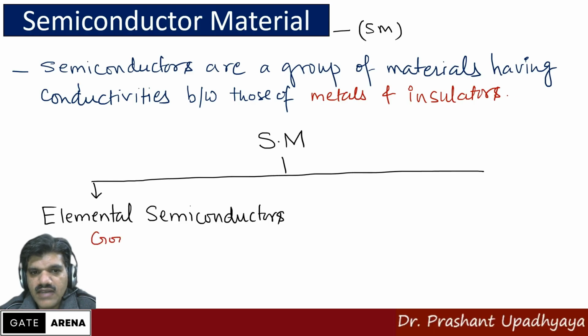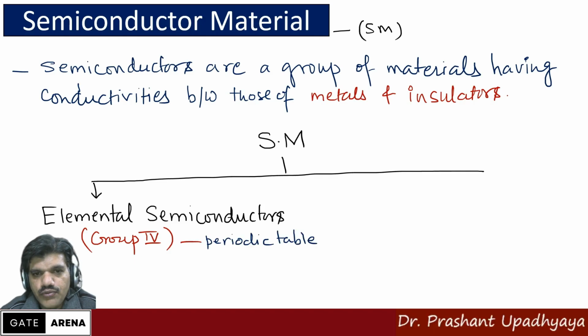And in the next slide we are going to discuss the periodic table, some portion of it, from where we are taking these elemental semiconductors. So semiconductor materials can be classified into two types: elemental semiconductors and compound semiconductors. So we are writing the compound semiconductors.